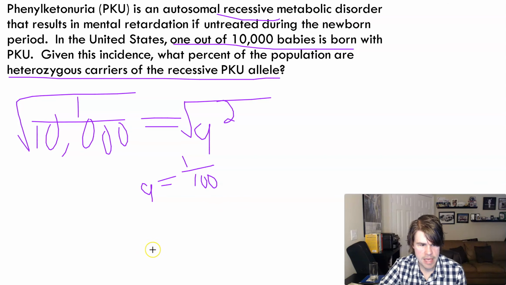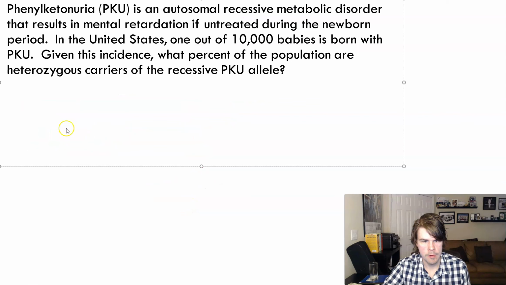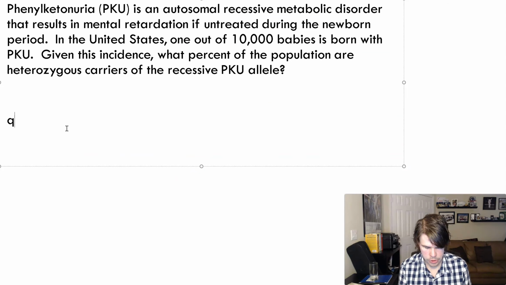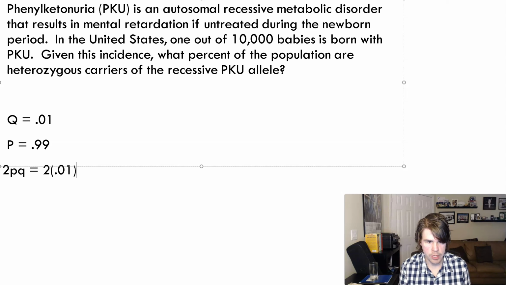Okay, p then is 99 over 100, right? And so what you have here is basically 1, give or take. So let's write this out. q equals 0.01, 1 over 100. p equals 0.99. They're asking for heterozygous. So heterozygous is 2pq. Oh, wow, that's horrible. 2pq. So you can see, plug and chug: 2 times 0.01 times 0.99.